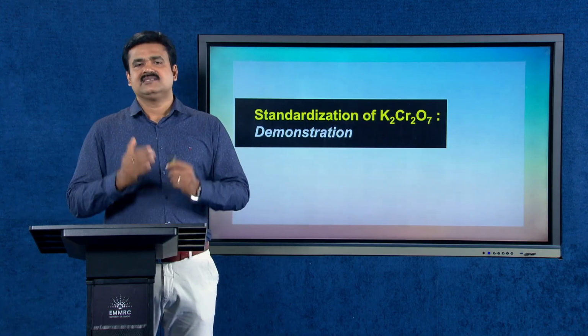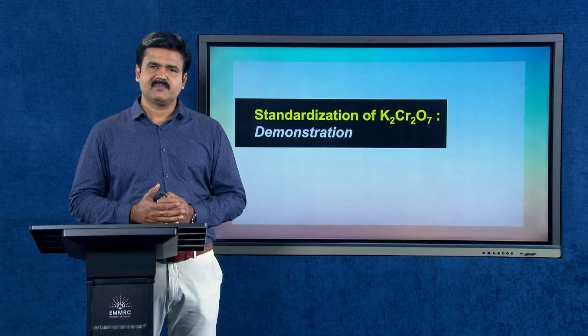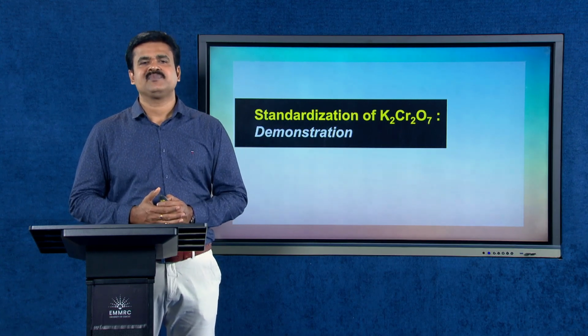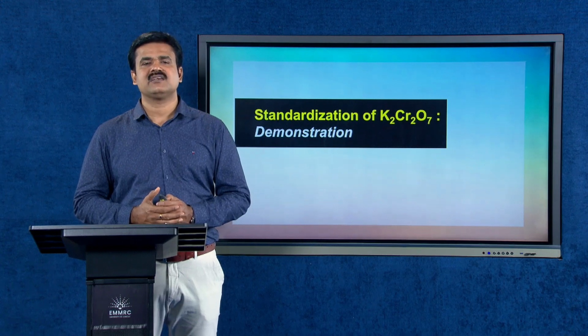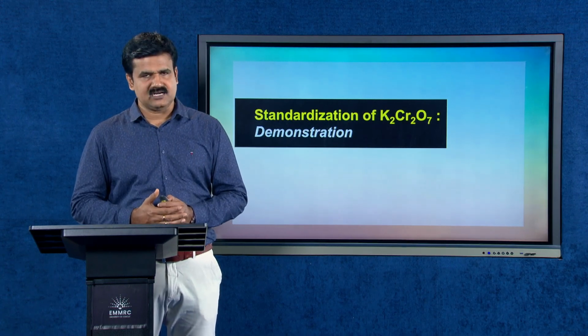Now, standardization of K2Cr2O7 demonstration. Here, we are demonstrating the standardization of K2Cr2O7 using a standard solution of Mohr's salt.